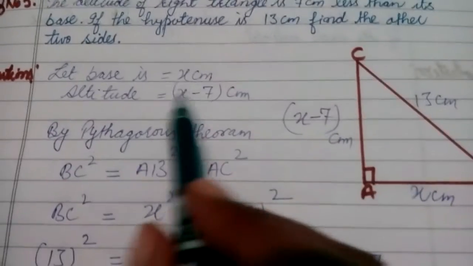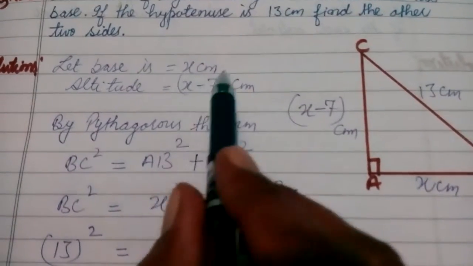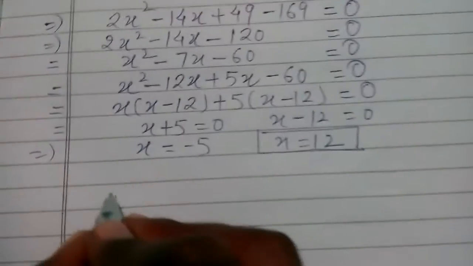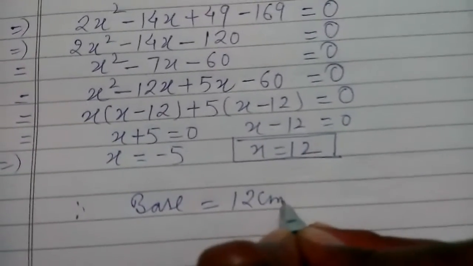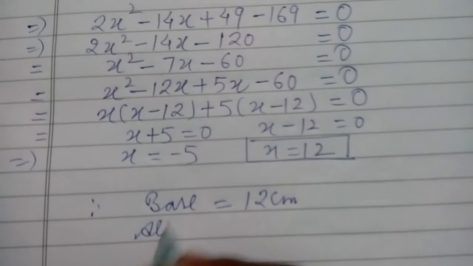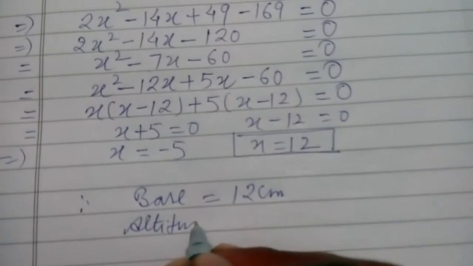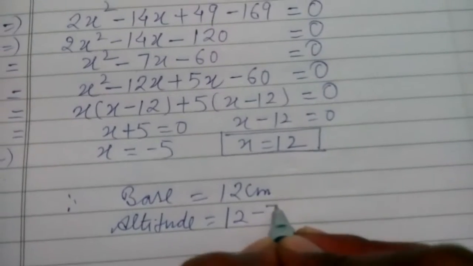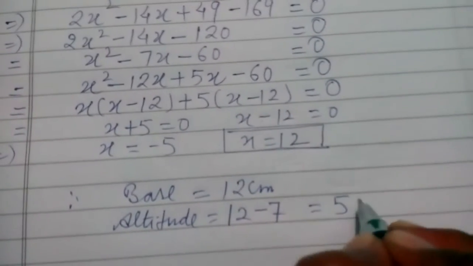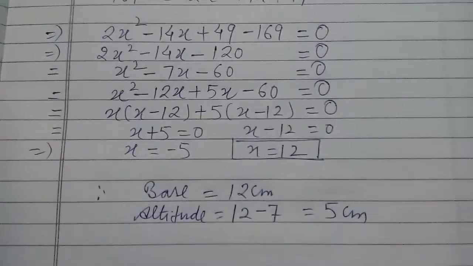And what we have considered x, we have considered that x is base. Okay, therefore base is equal to 12 centimeter. And what was the altitude? Altitude was 7 centimeter less than the base, and so this will be equal to 5 centimeter. So in this way we have found the base and the altitude.